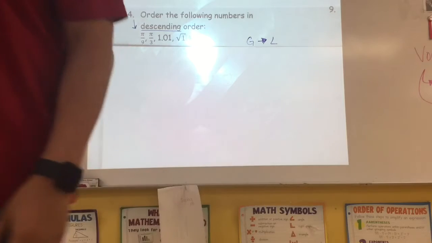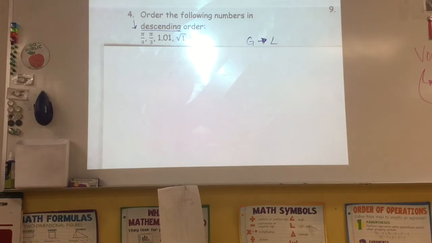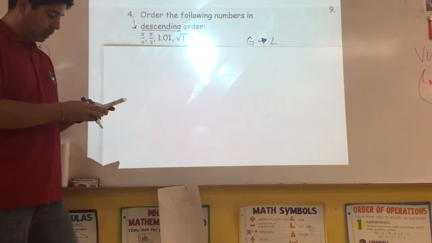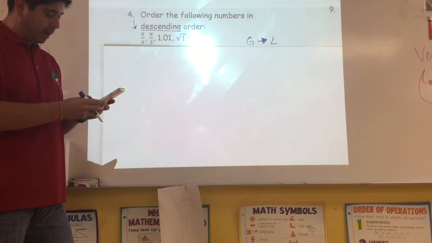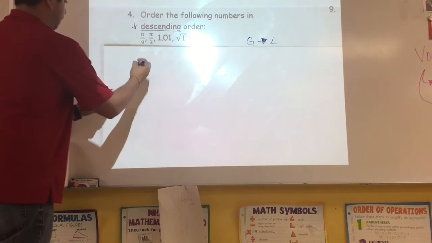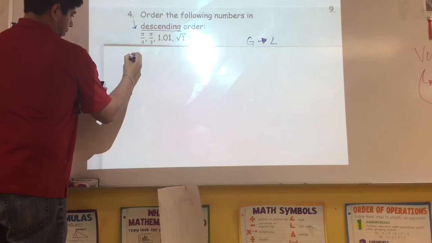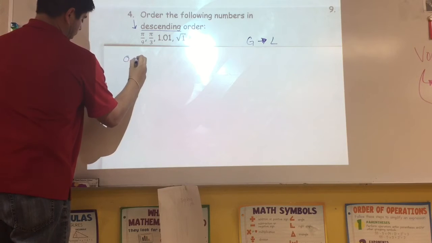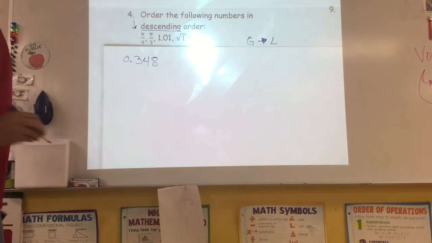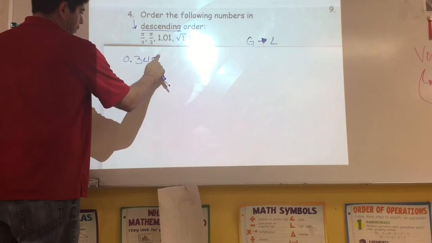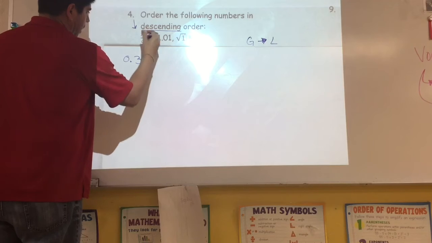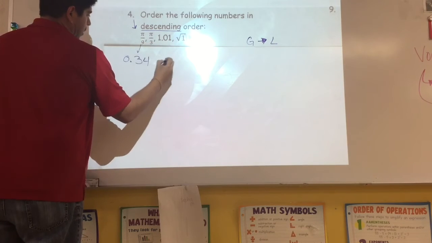So I'll put that in my calculator. You can do 3.14, it's okay. So 3.14 divided by 9, hit enter. I'm going to get 0.348, or we'll just say 0.34. Okay, that's for pi over 9.